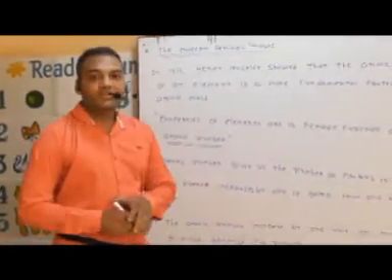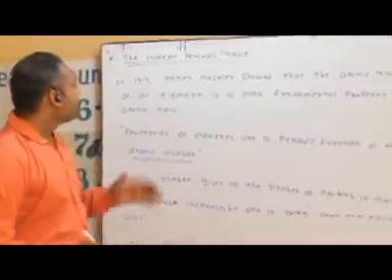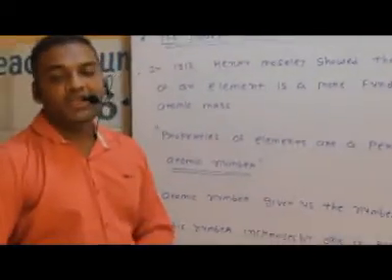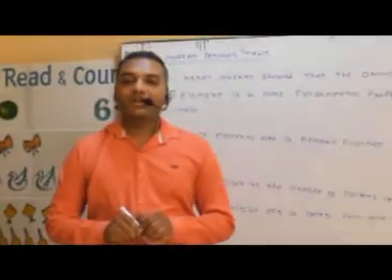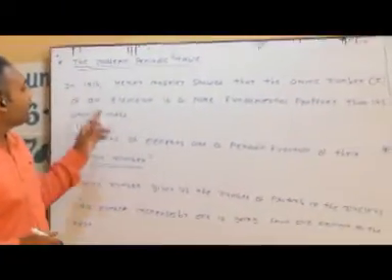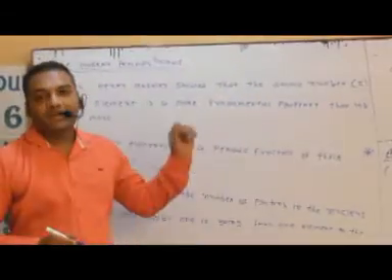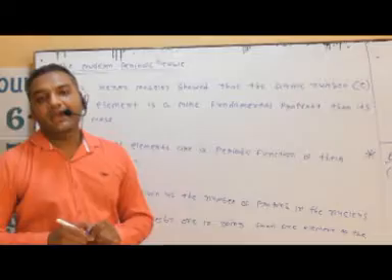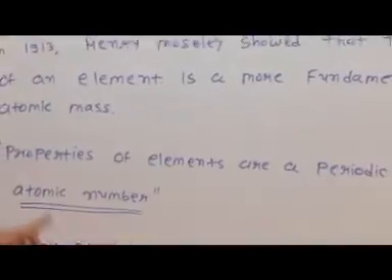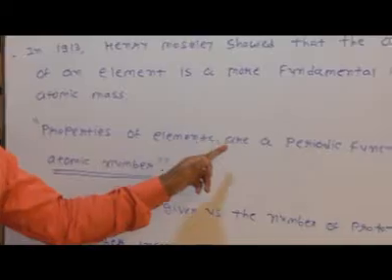It is important for us, so we are repeating here. Modern periodic table: Henry Moseley in 1913 modified Mendeleev's periodic table because it had most of the limitations. He concentrated on the atomic number of the periodic table, and he gave the statement of the modern periodic table. The statement is: properties of elements are a periodic function of their atomic number.